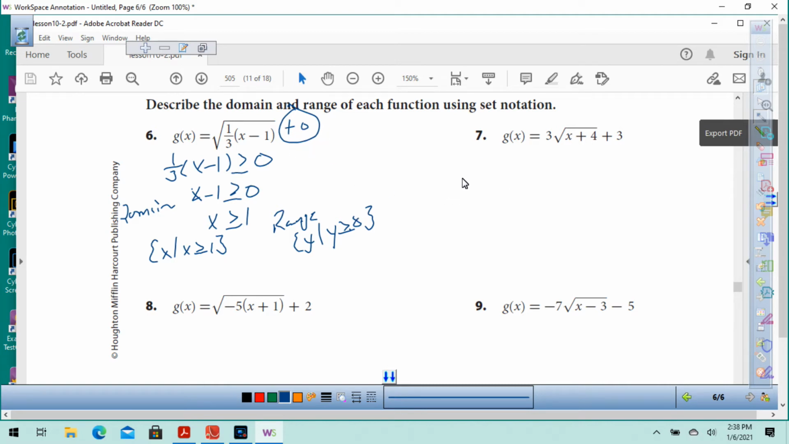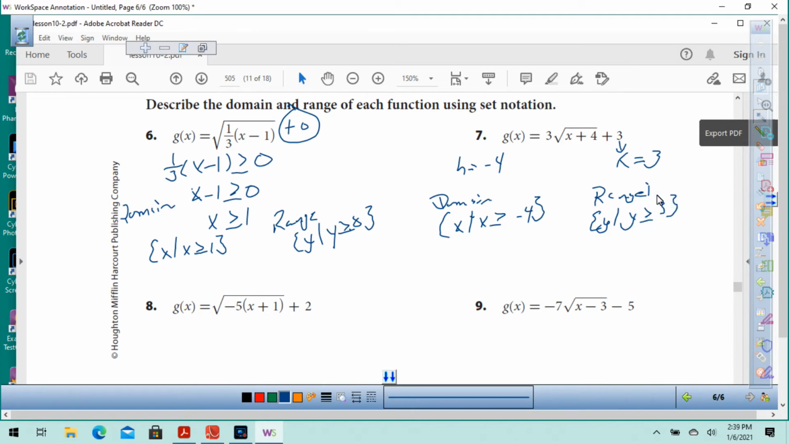Over here, what do we see? For the domain, we could do x plus 4 is greater than or equal to 0, what's inside of there. But what do we know? We know that h equals negative 4. So the domain is going to be x such that x is greater than or equal to negative 4. And we know that k equals 3. So the range is going to be y such that y is greater than or equal to 3. Now, notice that a here is positive, so it's greater than.